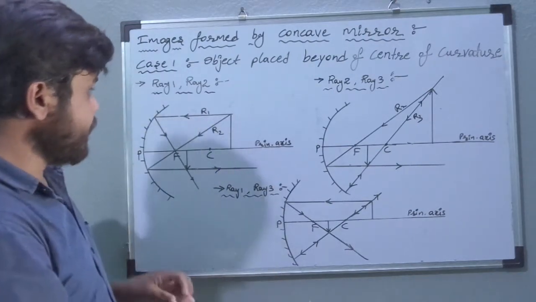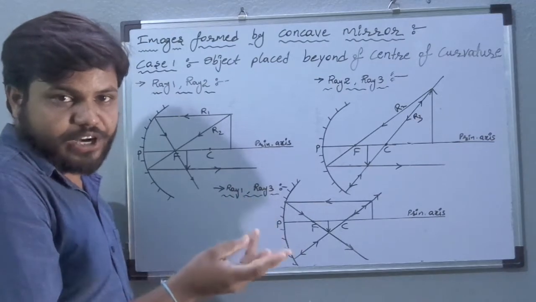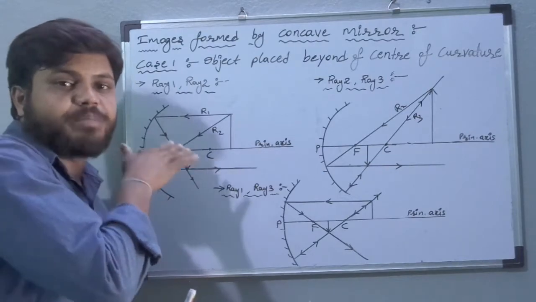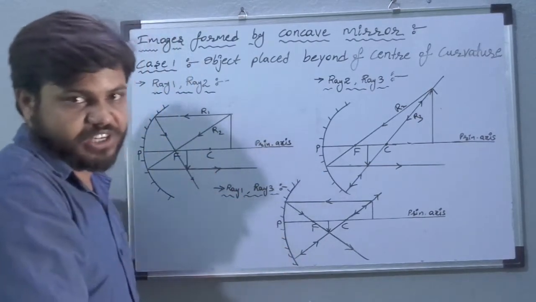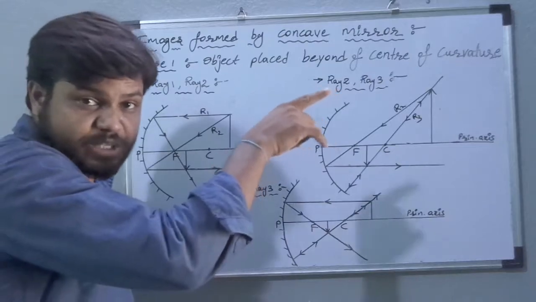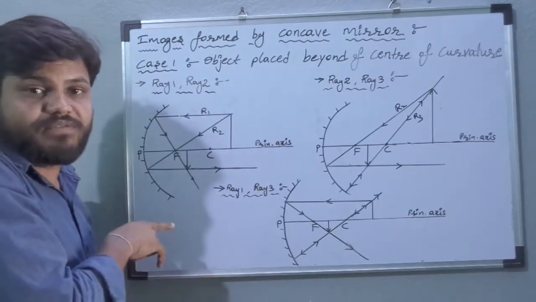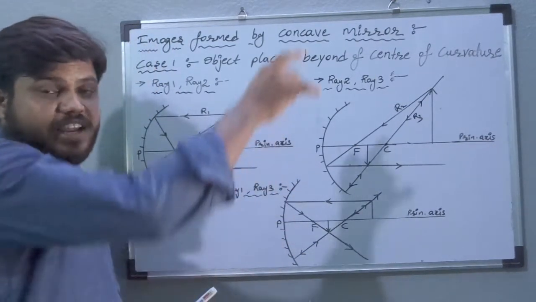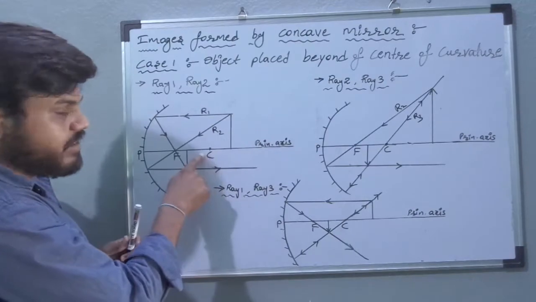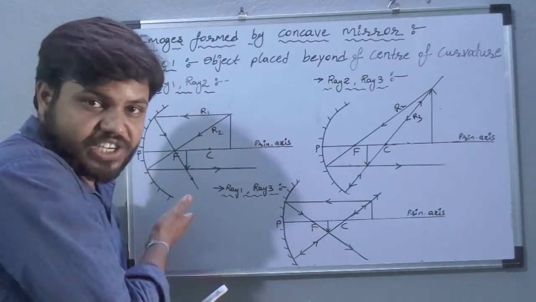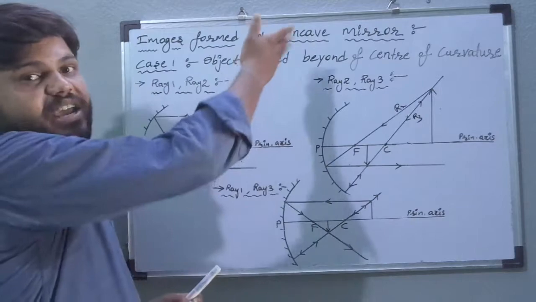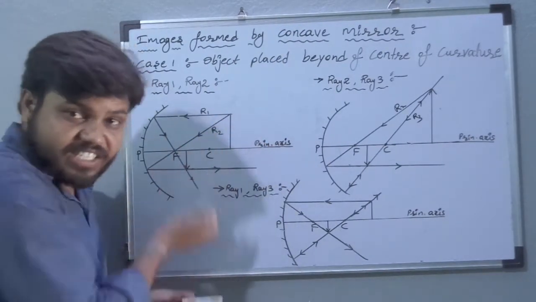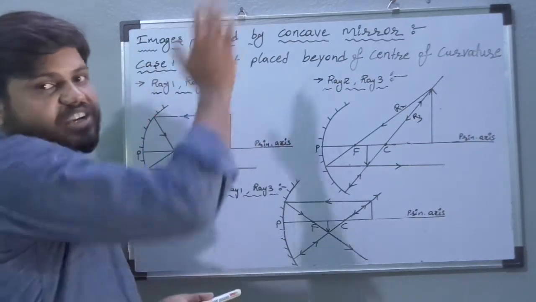Next, see, we have three rays: ray 1, ray 2, ray 3. Ray 1 means the incident ray is parallel to the principal axis, and it passes through the focal point after reflection. Ray 2, the incident ray passes through the focus, and after reflection the reflected ray is parallel to the principal axis. Ray 3, the incident ray passes through the center of curvature. After reflection, it goes back along the same path, because the angle with the normal, the incident angle, is 0. That's why it goes back in the same direction.